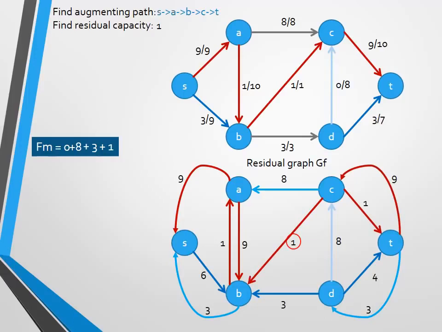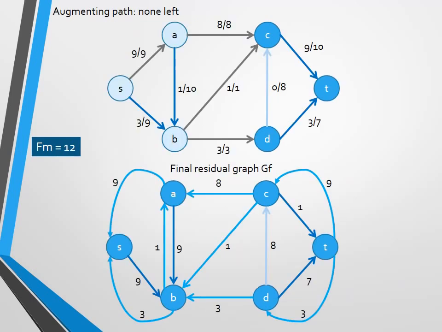And we go looking for another augmenting path. Only this time we find none. As you can see with the grey edges, there is no possible way to get to T from S. So the algorithm has terminated and is returning the value 12 for the maximum flow.